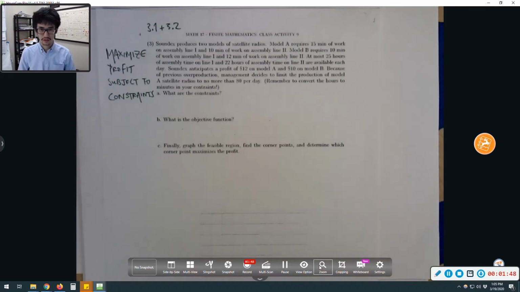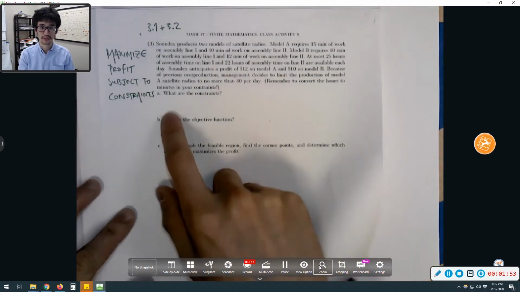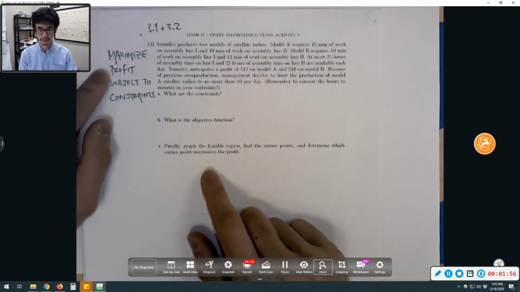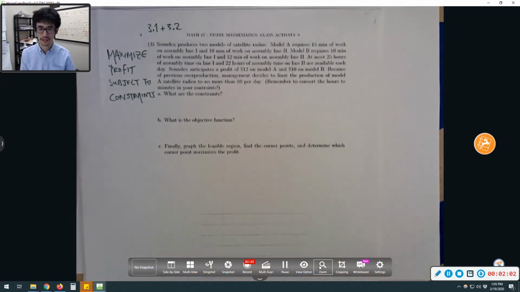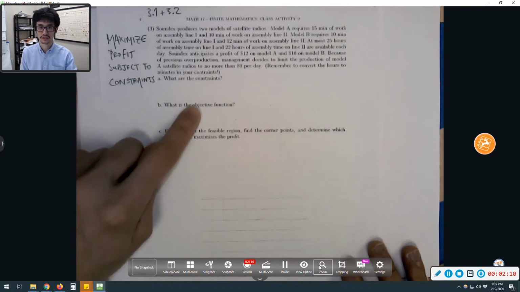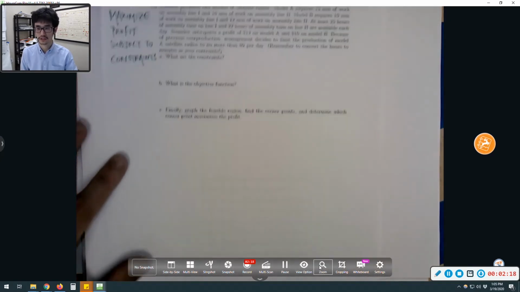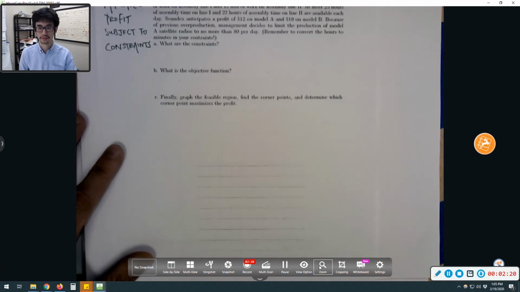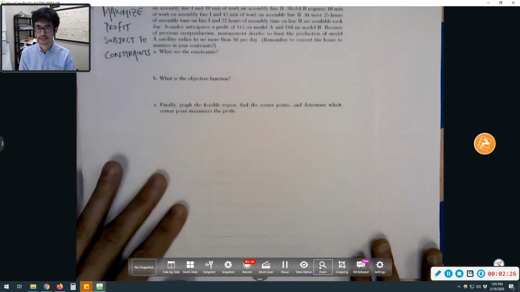Okay, so I know it doesn't say it in the question here, but ultimately we're trying to maximize the profit subject to the constraints. There's maybe 3 or 4 steps to doing these problems. We have to figure out our constraints and our objective function, which is the function we're optimizing. In this case, it's profit. Then we want to graph the feasible region, find the corner points, and determine which corner points maximize the profit. Part C is going to be the part that takes a while to do, so we're going to flesh out all the details right now.